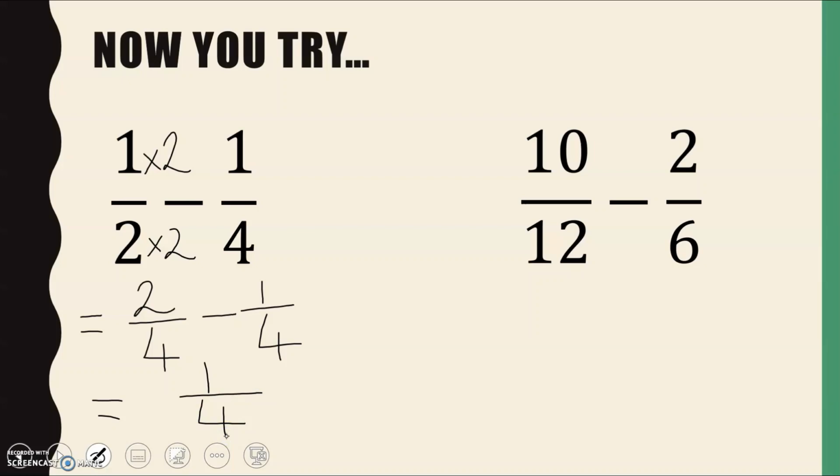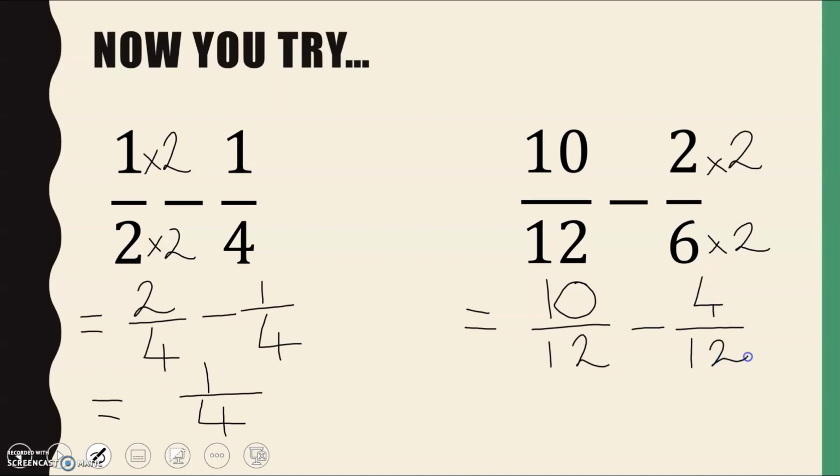For 10 twelfths, take away 2 sixths. I know that I can make 6 into 12 by multiplying by 2. So I'm going to times the top by 2. 10 twelfths are going to stay as they are. 2 times by 2 is 4, and 6 times by 2 is 12. So now my denominators match. I can do 10, take away 4 gives me 6, and 12 is going to stay as it is.